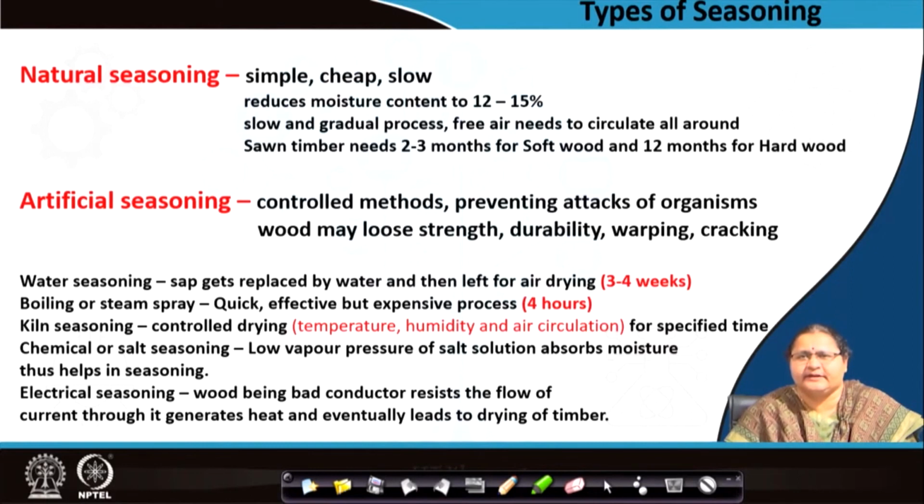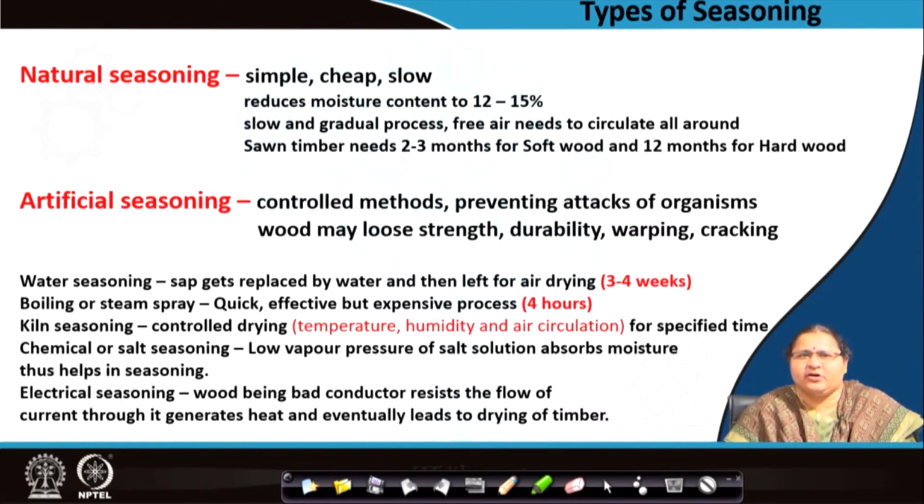Here the wood logs are allowed to stay in water, and gradually the sap containing the minerals comes out and is replaced by natural water. So, the sap, which has maximum organic items, gets diffused into the normal water, where it is stagnant water where it is kept, and then again you have to take it out and leave it to dry.